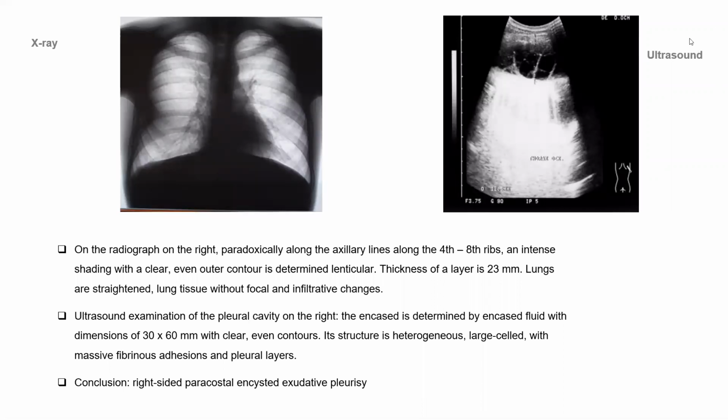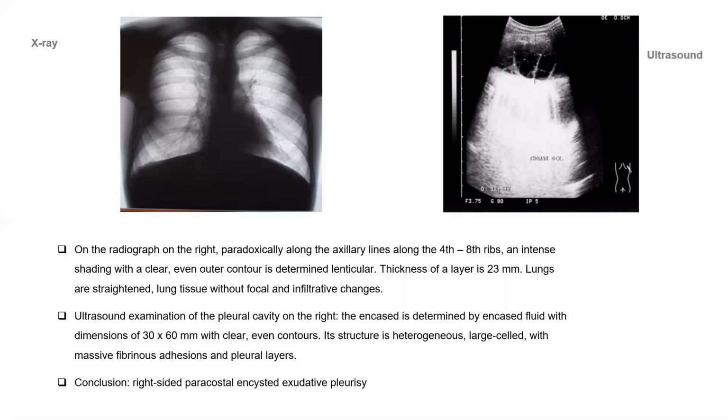These are clinical cases of patients with pleurisy. On the radiogram on the right, paradoxically along the axillary lines, along the fourth to eighth ribs, an intense shadow with a clear, even outer contour and lenticular shape is determined. Thickening of the layer is 23 millimeters, the lungs are straightened, and the lung tissue is without focal and infiltrative changes.